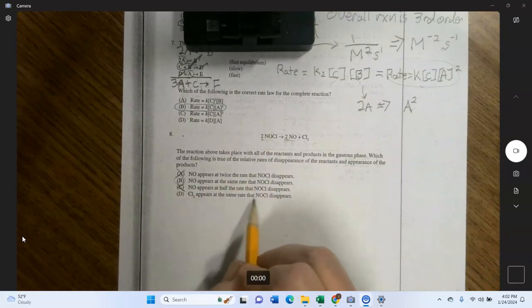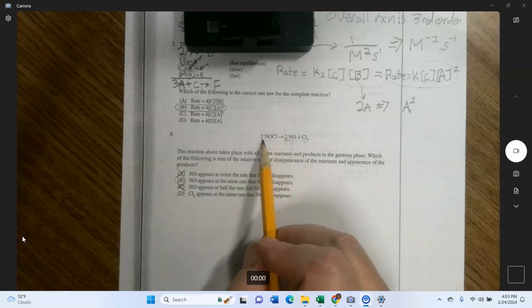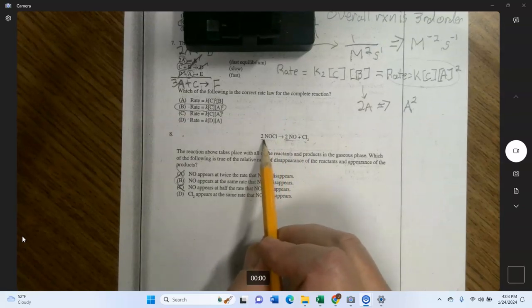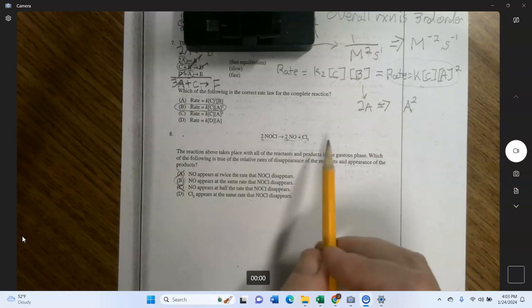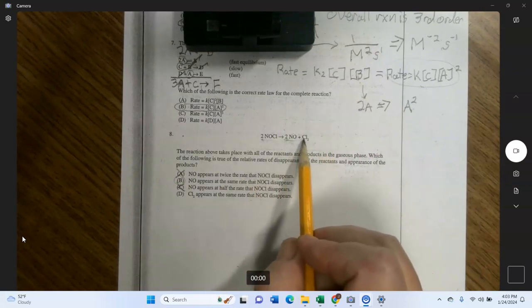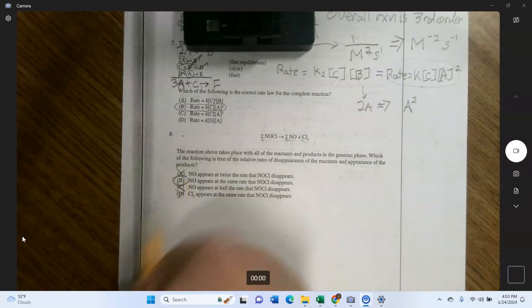Cl2 appears at the same rate that NOCl disappears. No, you only get half as many moles of Cl2 as moles of NOCl disappeared. So if you lose 2 moles of this, you're going to gain 1 mole of this in a minute. So that's not the same rate. Okay, this only moves half as fast. So that's not correct. So the answer is B. Okay?